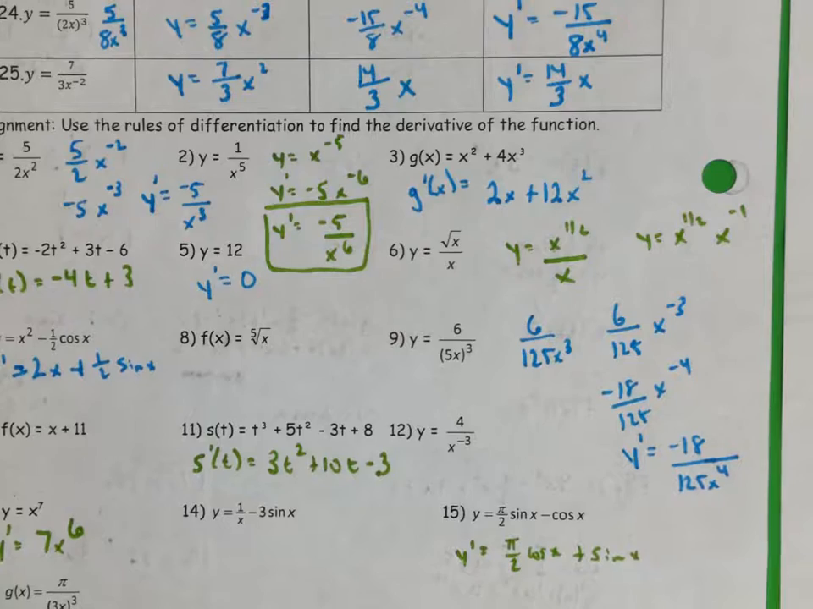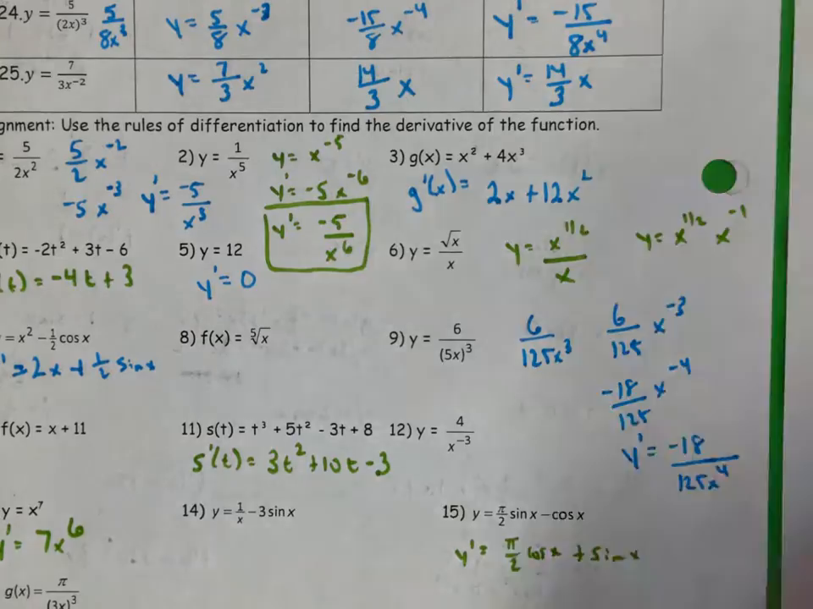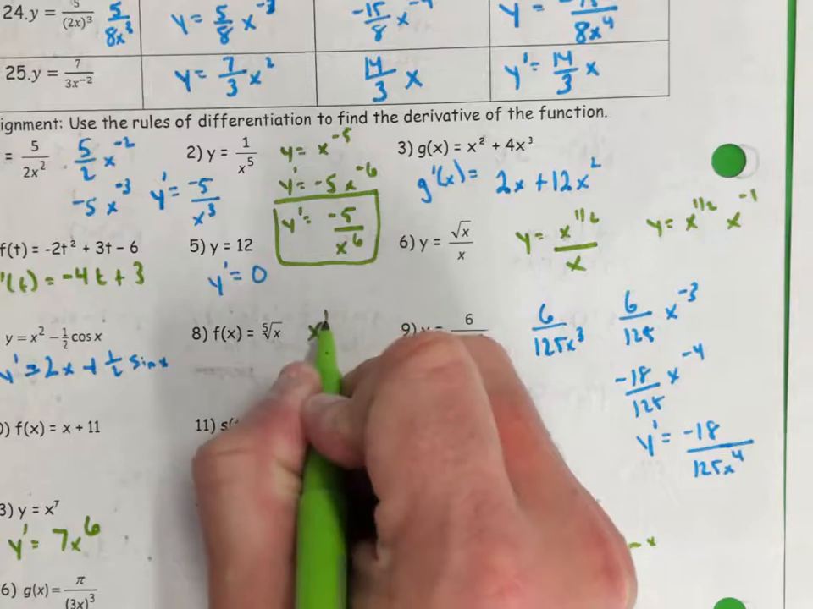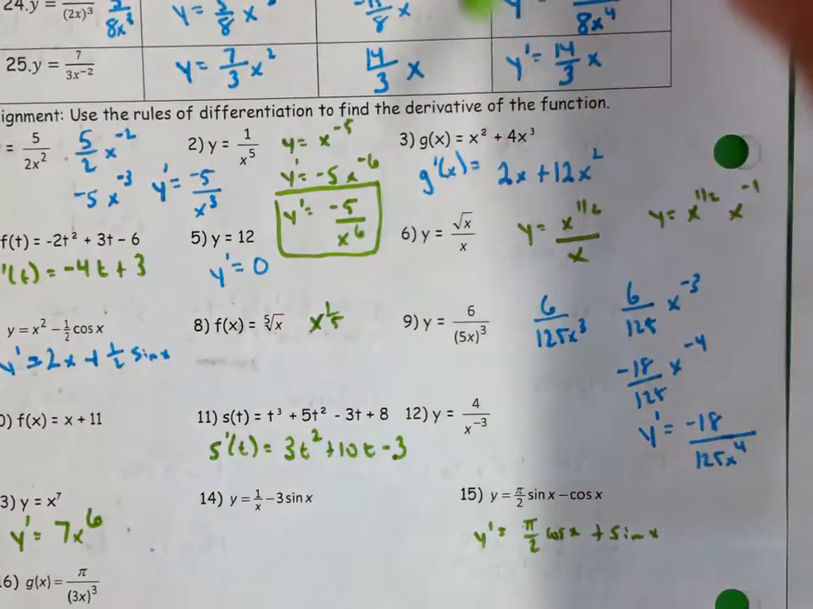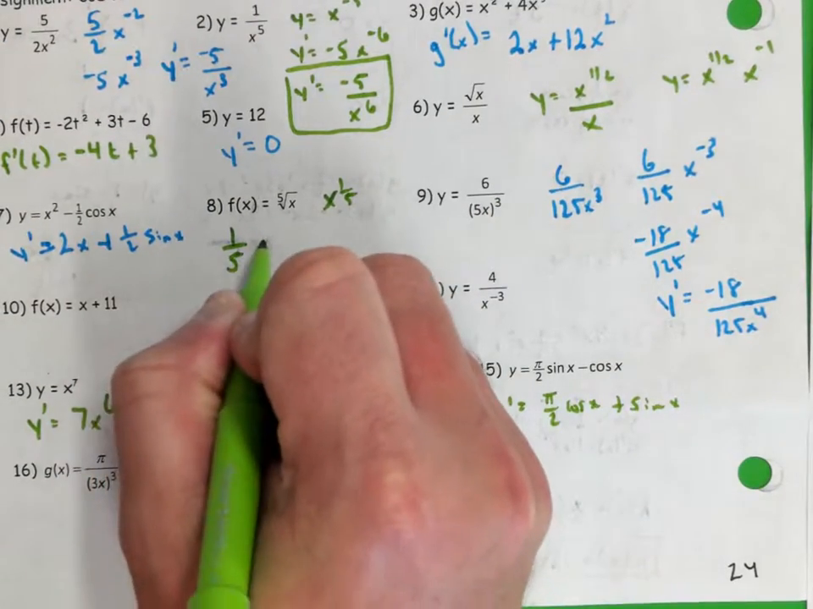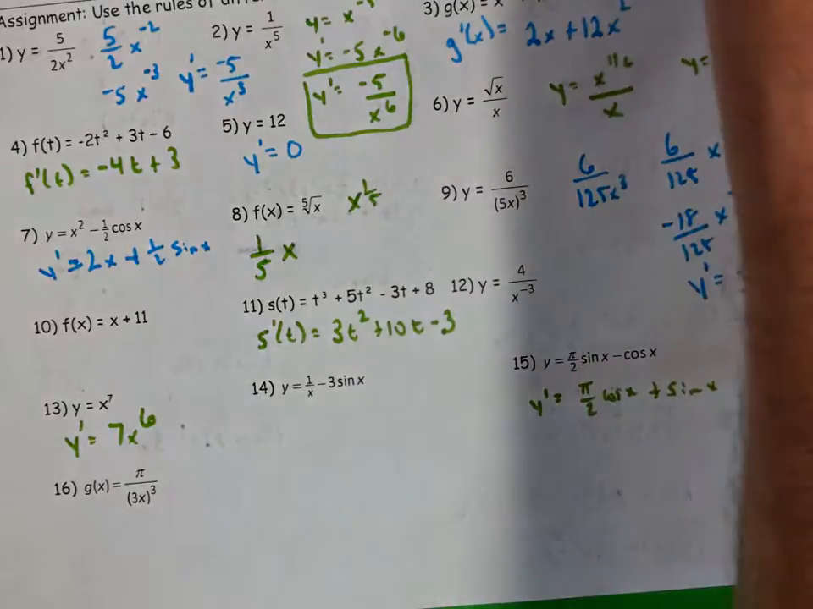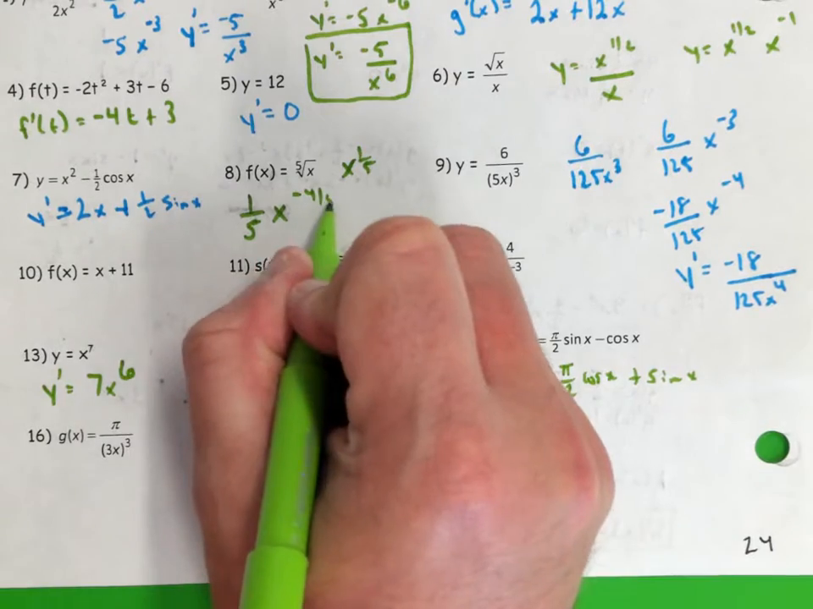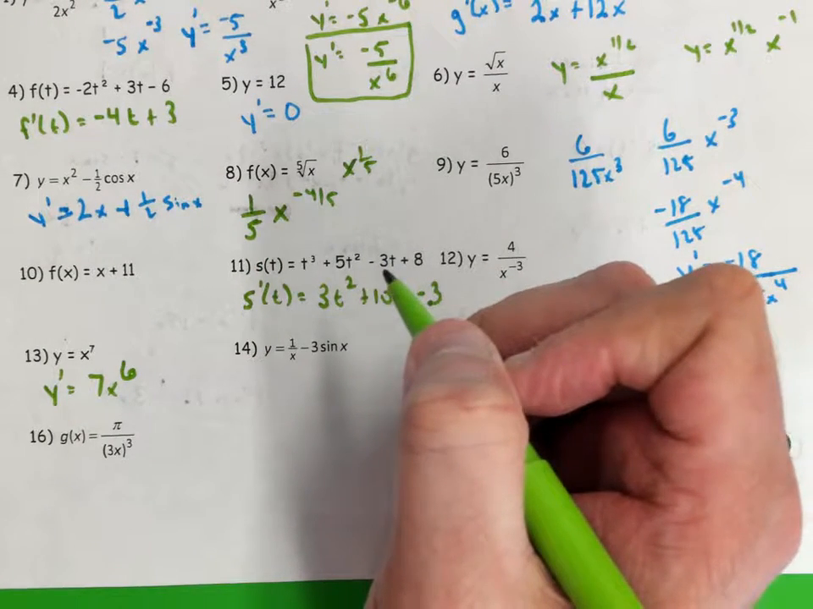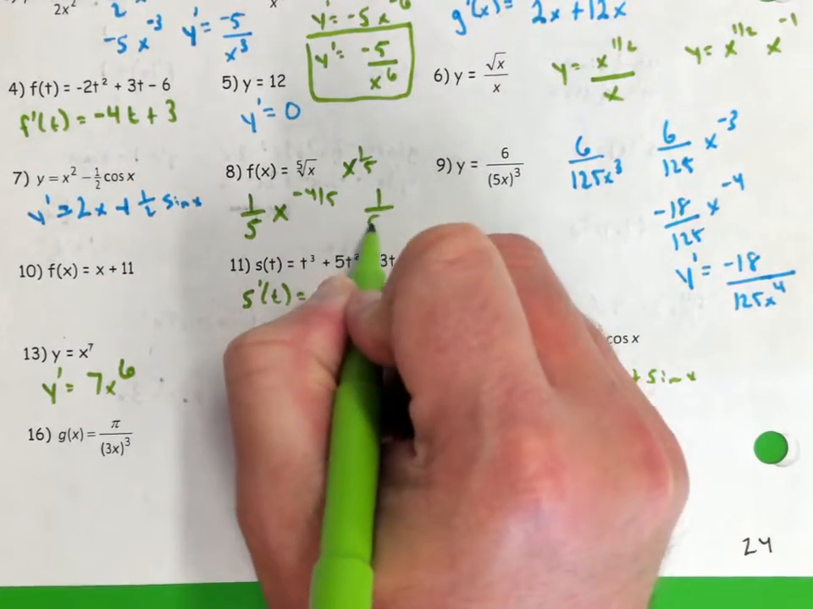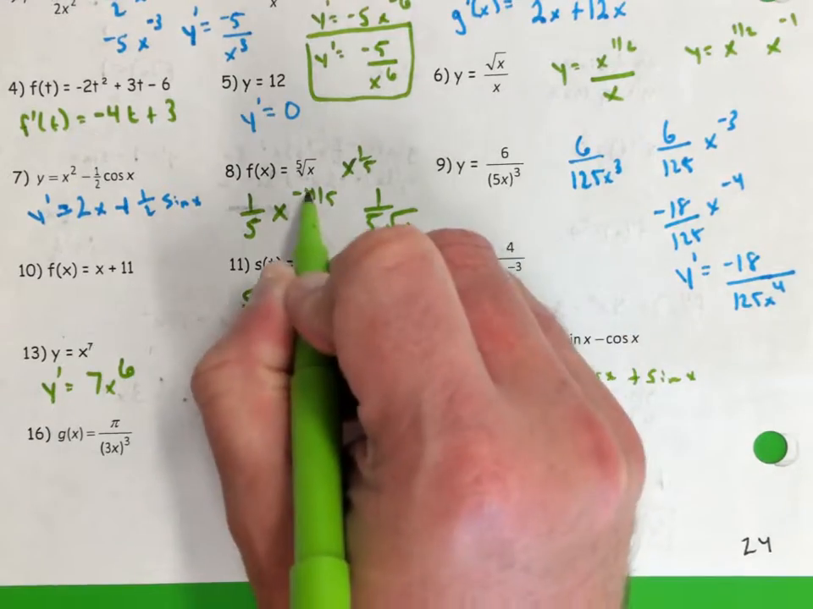All right. Number 8. I'm going to rewrite that as x to the 1/5. 1/5 times 1 is 1/5 x. 1/5 minus 1 is negative 4/5. If you can't do that math in your head, do it and put it in the calculator. Now, I want to rewrite that as 1/5. What root would that be? 4 or 5?